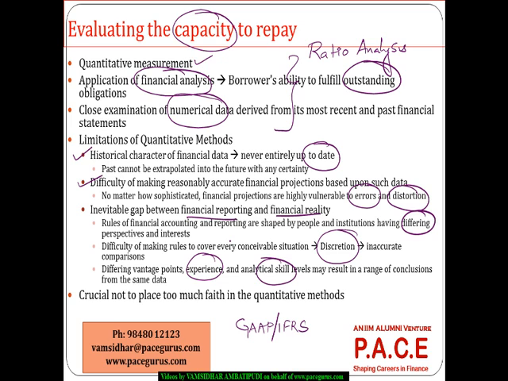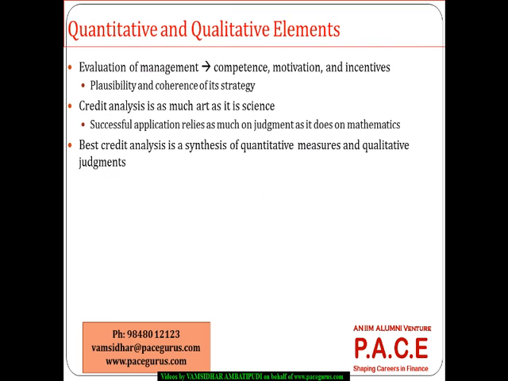I have to use my judgment as well. So I have to go with a combination of both quantitative as well as qualitative, where I even have to look at the management per se. What is the level of competence, motivation, incentives that are there for the management? And I may also look at the strategy that the management is following. What is the plausibility of that particular strategy? What is the coherence of that strategy?